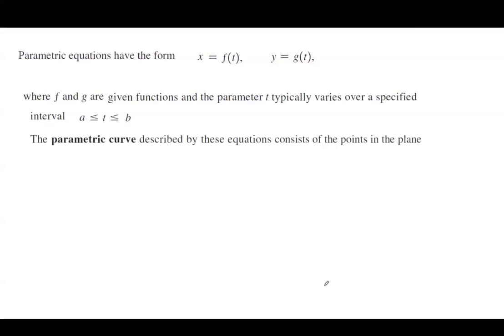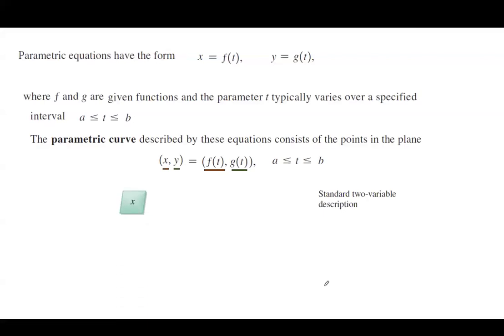The parametric curve described by these equations consists of points in the plane, x and y, which are basically f of t and g of t. So they are changing as t is changing. You can assume t is time, and the position of the object changes as the time changes. And t is bounded between two values a and b. x is f of t again, and y is g of t.